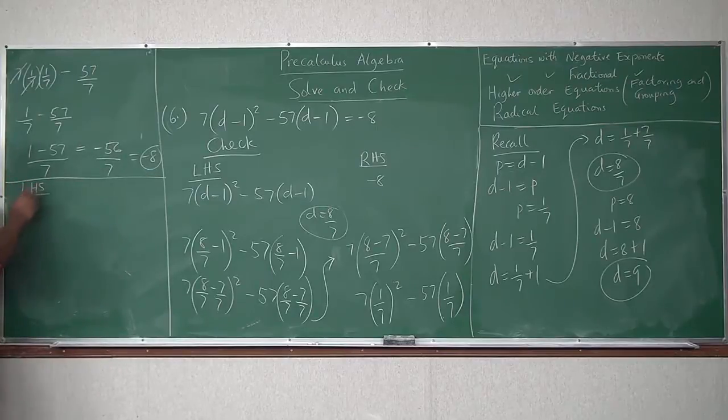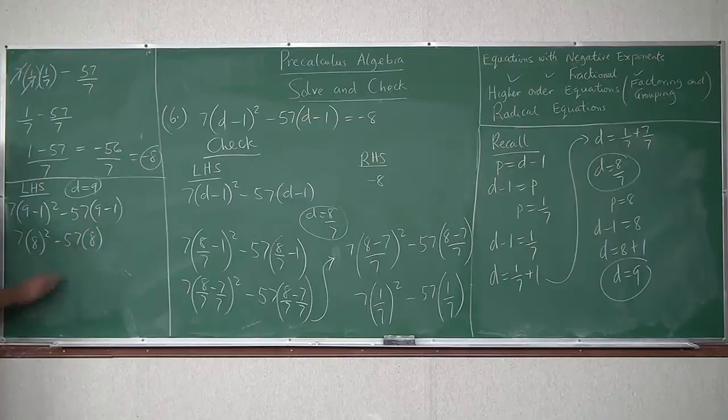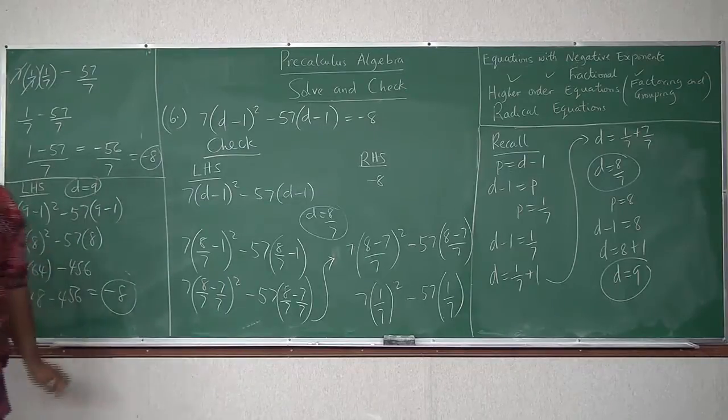Now, still on the left-hand side, let's check for d equal to 9. So that is 7 times (9 minus 1) all squared, minus 57 times (9 minus 1). So this will be 7 times 8 squared, minus 57 times 8. And that is 7 times 64 minus 8 times 57. 7 times 64 is 448, and 8 times 57 is 456. Minus 8. Okay? And that gives you negative 8. It works.